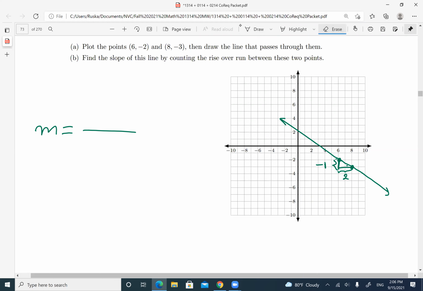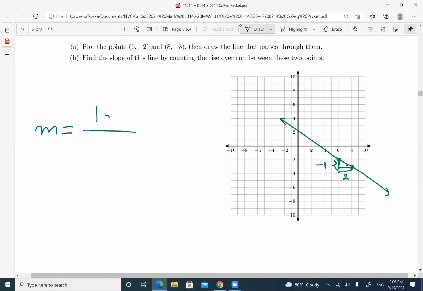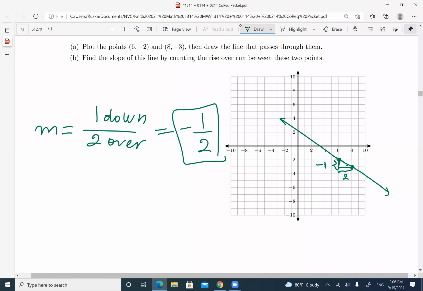Yes, ma'am. So we're going to go from the point 6, -2, down 1 and then 2 over. So I'm going to write 1 down and 2 over. So the slope is going to be -1 over 2. And that's the slope. Okay, so that was number 15.